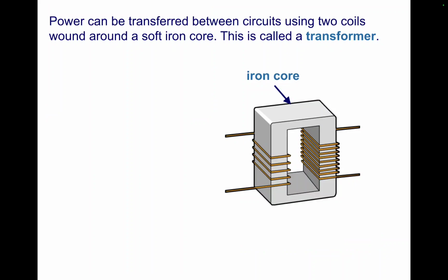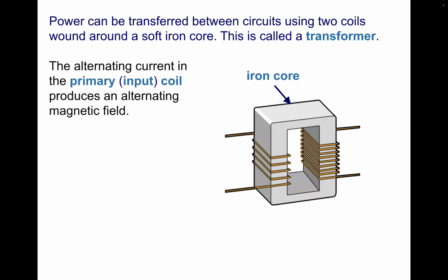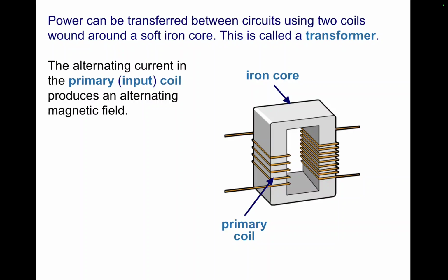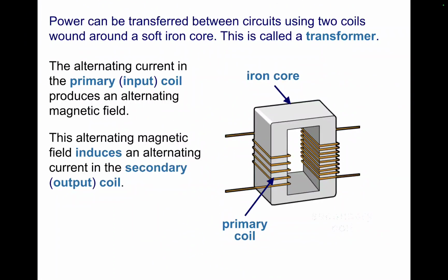So power can be transferred between circuits using 2 coils wound around a soft iron core. It's called a transformer. So here's a basic setup. This is a step-up transformer because on the left-hand coil, which is the primary coil, there's fewer coils, and on the secondary coil on the right-hand side, there's more coils. So that's a step-up transformer. It's going to increase voltage.